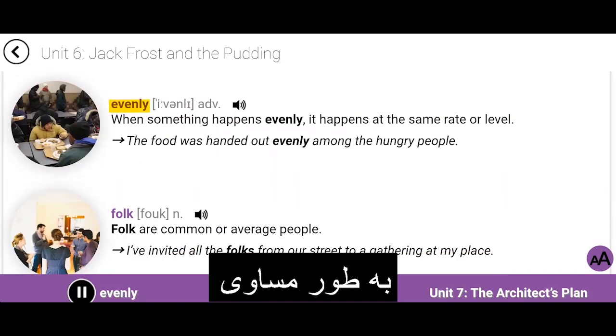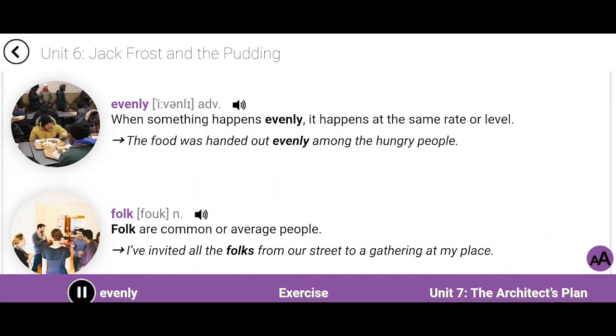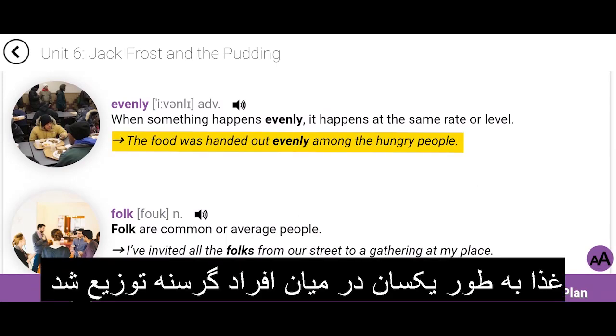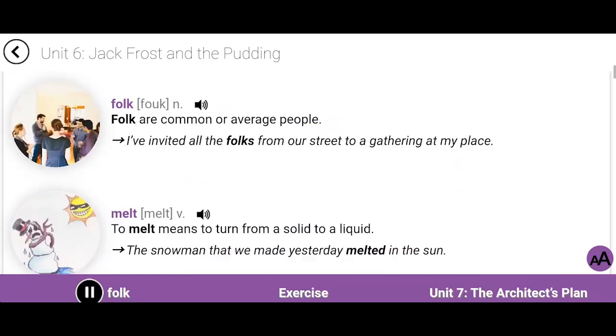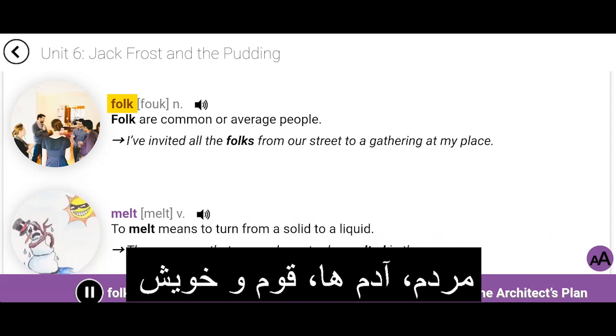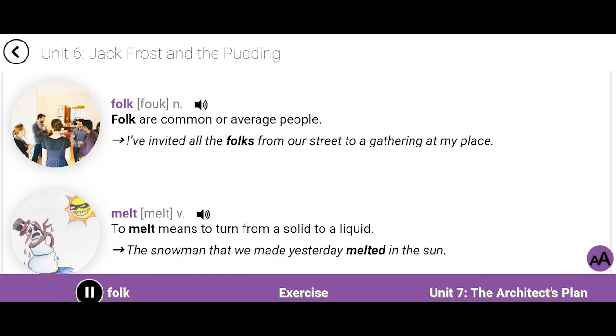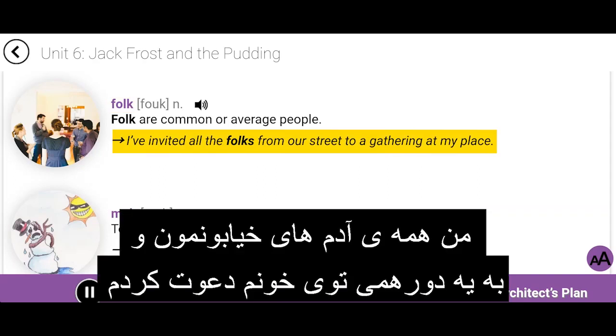Evenly. When something happens evenly, it happens at the same rate or level. The food was handed out evenly among the hungry people. Folk. Folk are common or average people. I've invited all the folks from our street to a gathering at my place.